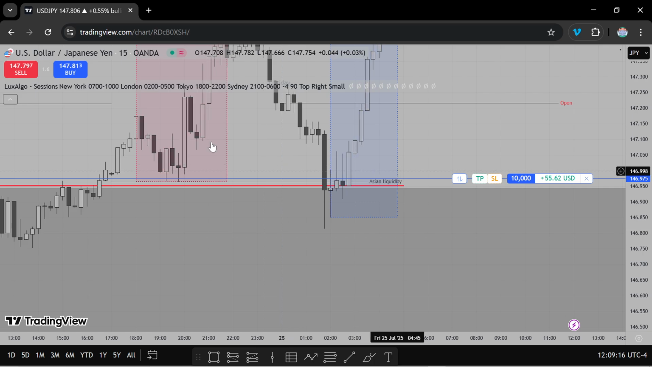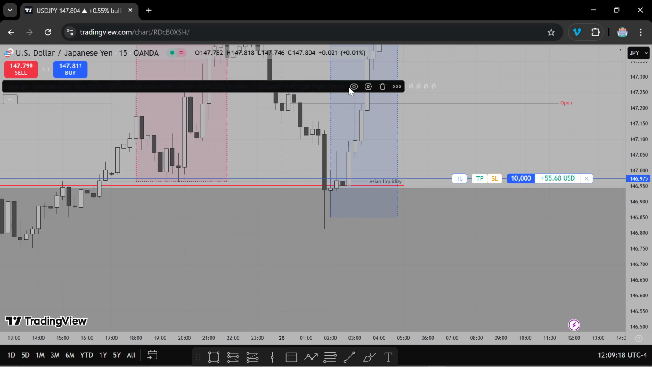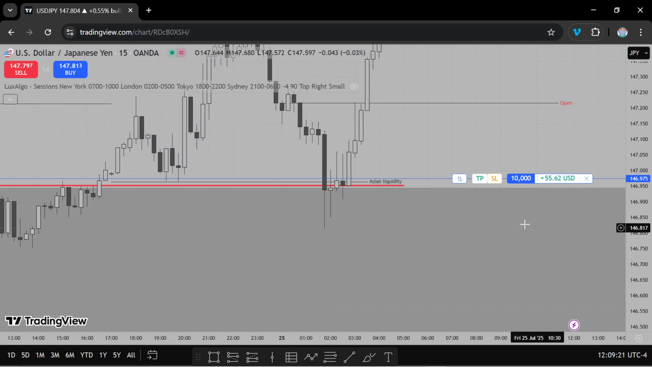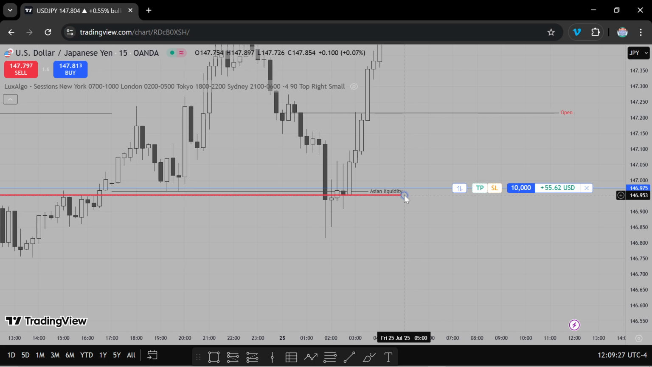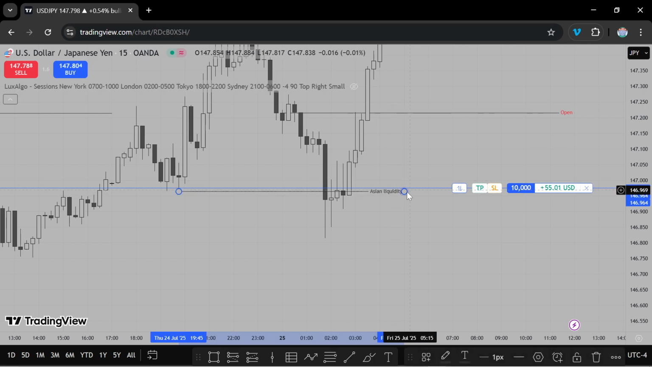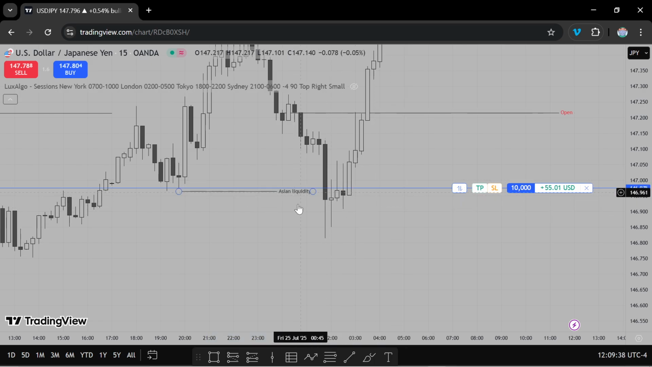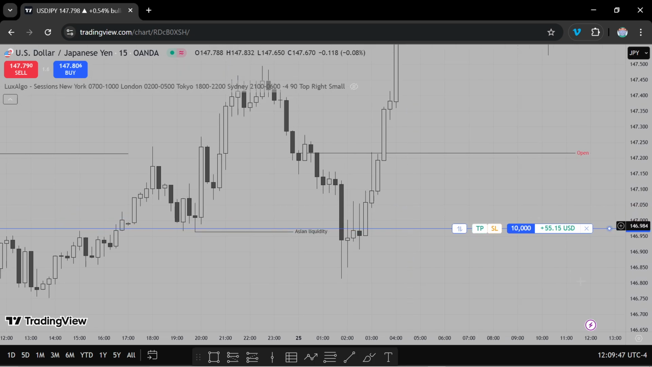All right, so let me just turn off one or two things so that things don't look messy right now. Okay, so we know that we have got our Asian liquidity right here. And we all know that we've got our fair value gap below there, and we also know that we've got our fair value area right there. So it's perfect confluence right there.